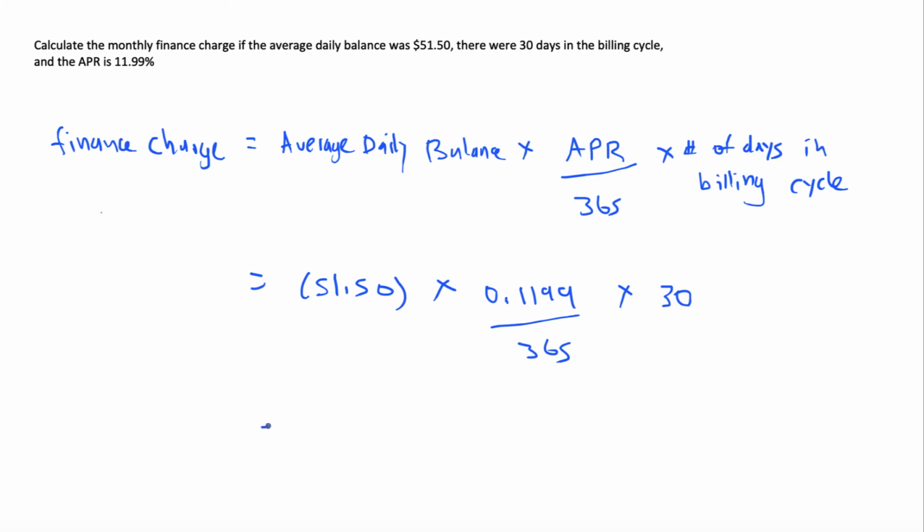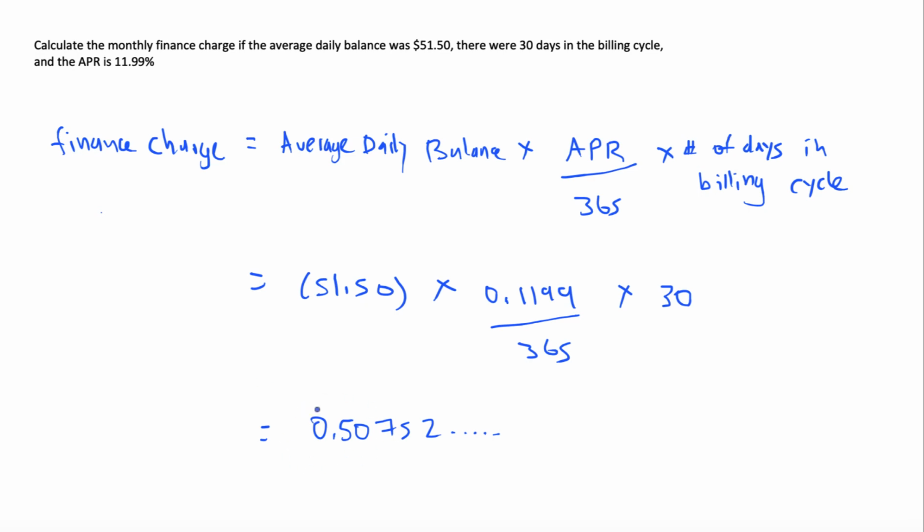Now by doing so, if you multiply these three numbers together, the 51.5 times 0.1199 times 30, hit enter, and then divide that by 365, your calculator is going to show you 0.50752, and some numbers after that. Now remember, this is a finance charge. This is interest. This is money here.